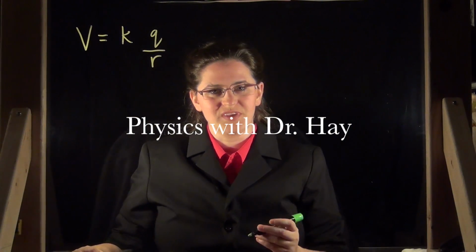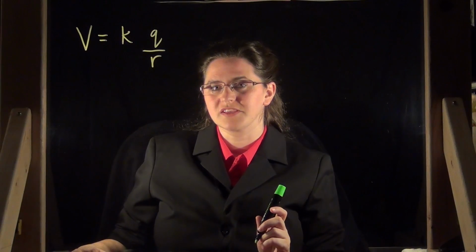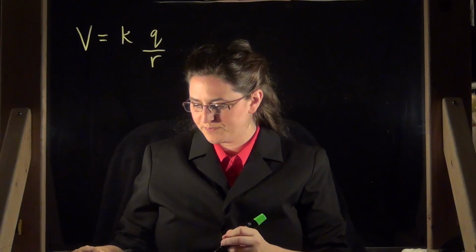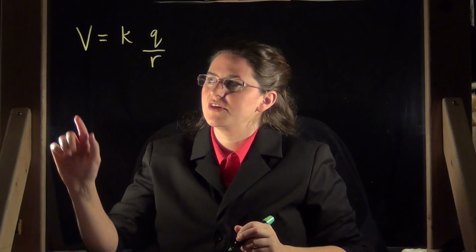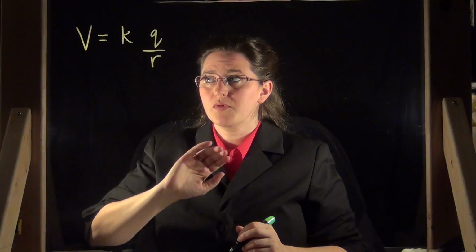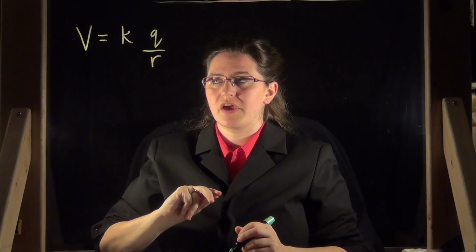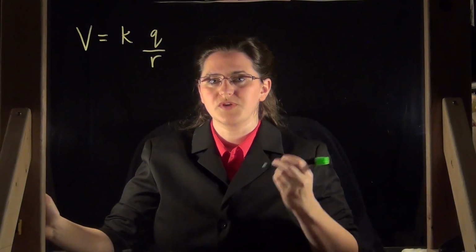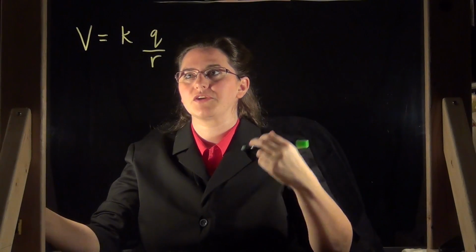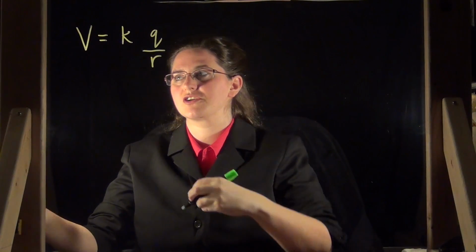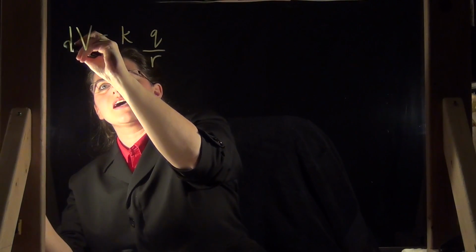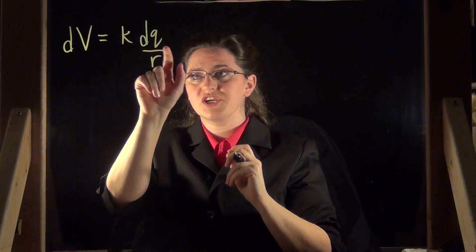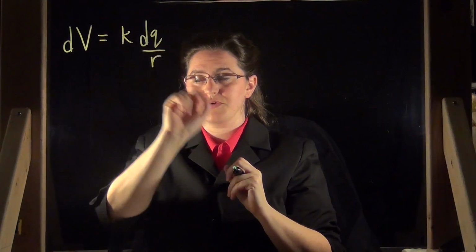Hi, I'm Dr. Hay. In this video, we're going to find the electric potential above a ring of charge of total charge Q. So we have the electric potential due to a point charge, and we derived that from Coulomb's law. Let's look and see how this changes as we make it appropriate for an integral or a continuous distribution of charge. So we're going to add a differential on either side, dV and the changing quantity dq, or the location.